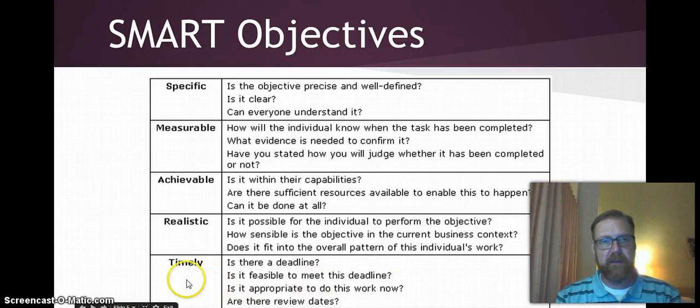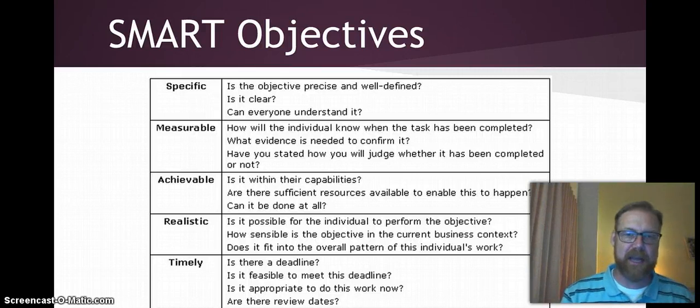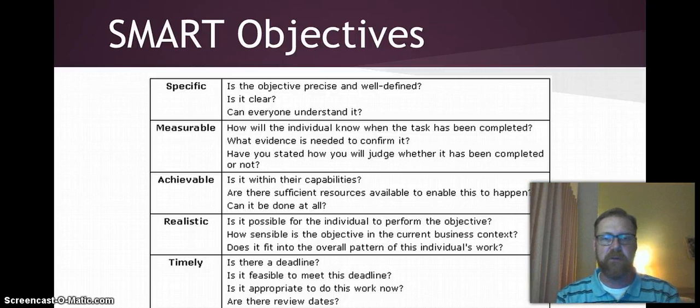Next, I'd like to point out that the last part, the T on SMART, is timely. Is there a deadline? And is it feasible to meet this deadline? Is it appropriate to do this work now? And are there review dates? So you want to set some sort of target, either milestone or deadline or a cycle that's systematic and shows that there are targets for every month or every week or every year or however long. So since you're doing this for phase one, we know that there's a goal at the end of phase one that you're trying to accomplish. But is there other stuff along the way? And can you talk about that in terms that are identifiable, that are timed?